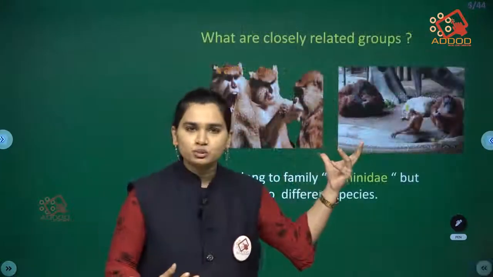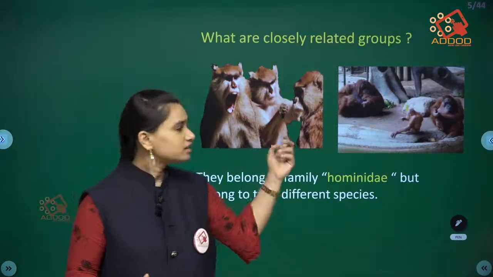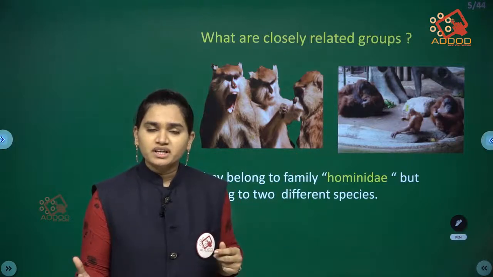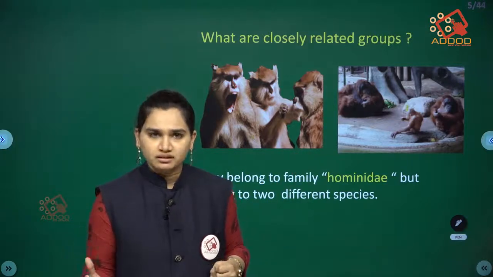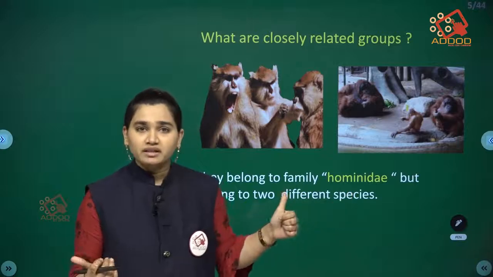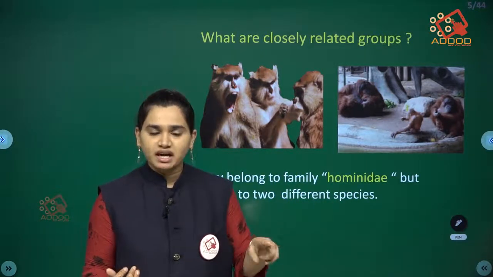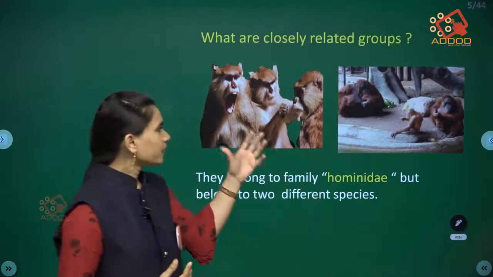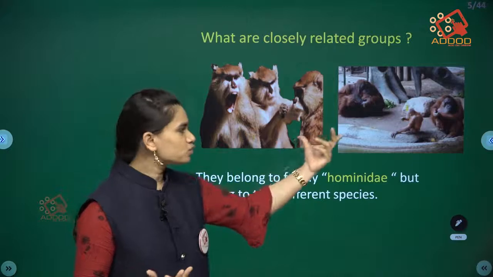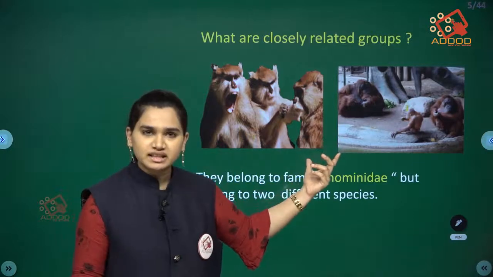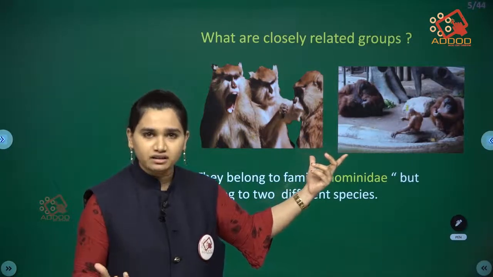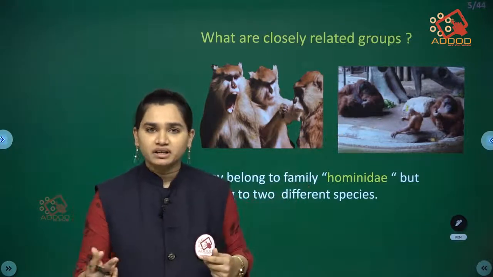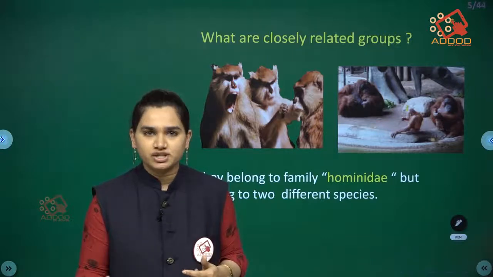When you look into these two pictures, you might see that these two monkeys look of the same species. Definitely they belong to the same order, that is Hominidae, but they belong to two different species and hence there is certain variations in between these groups. For example, look into the skin color of these two groups. They are having a different skin color, they are having a different hair color. So here the characters of these two monkeys are different. That means they are showing variation.